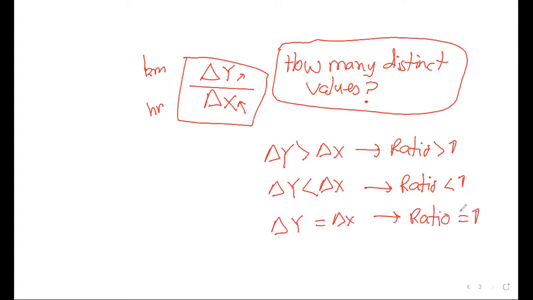Is there any other logical possibility when we compare del y with del x? এর বাইরে আর কোনো possibility আছে? Are there any other logical possibilities outside these three? No, sir. So when we are looking at a ratio, it can have distinctively only three values. It can be greater than 1, where the thing that we are comparing is greater than the reference variable. It can be less than 1, where the variable that we are comparing is less than the reference variable. Finally, it can be equal to 1. এর বাইরে আর কিছু হবে না.